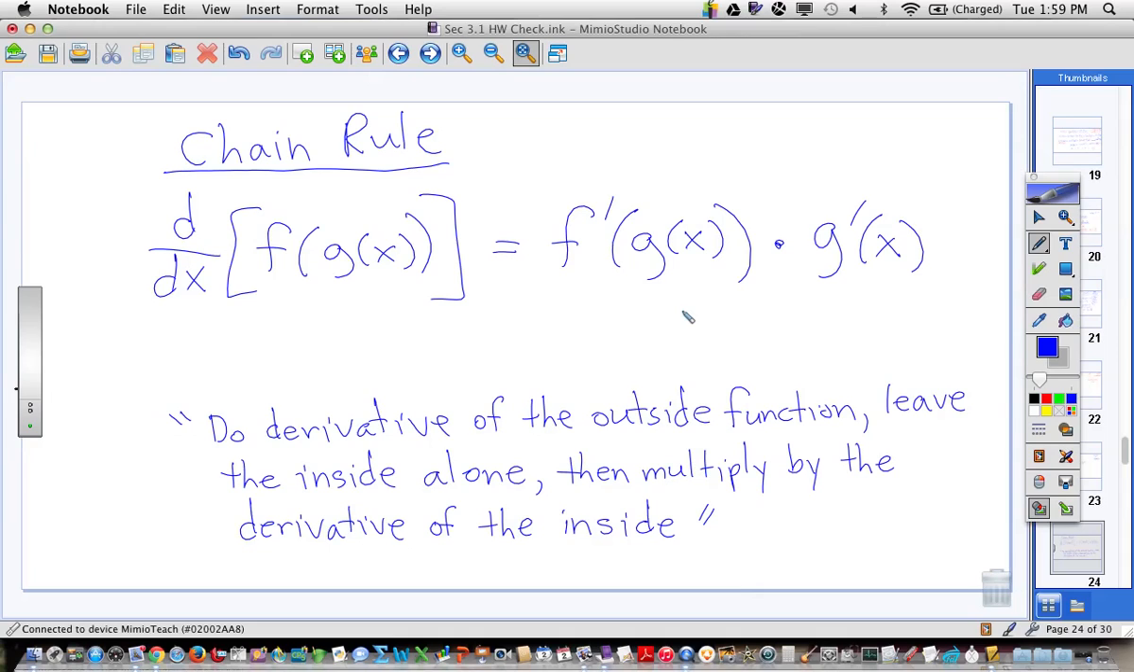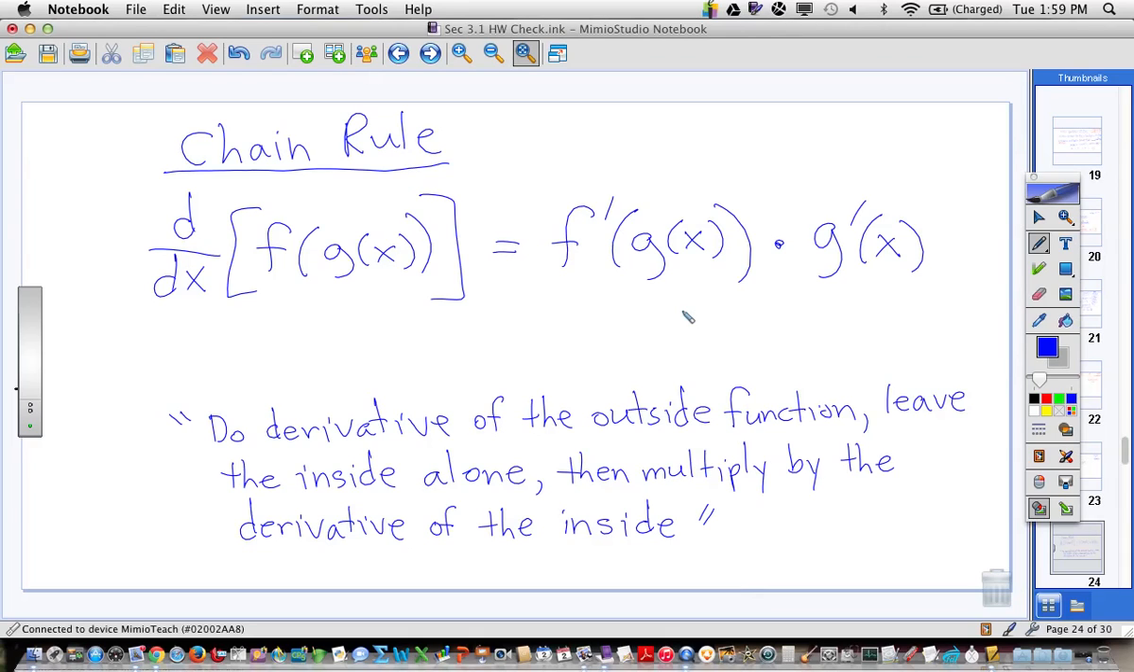So what do we do? We do the derivative of the outer function, so that's the f. So the derivative of f is f prime. We leave the inside alone, that's the g of x. And then we multiply by the derivative of the inside, which would be g prime. So that's what the chain rule looks like in math notation.